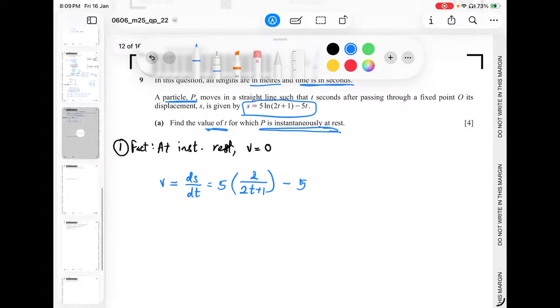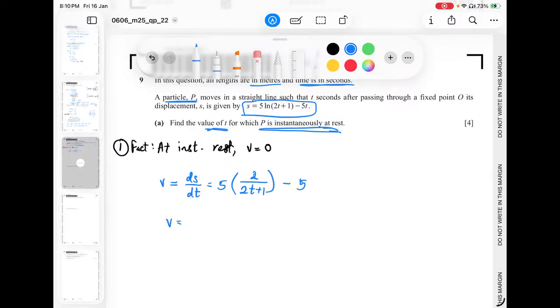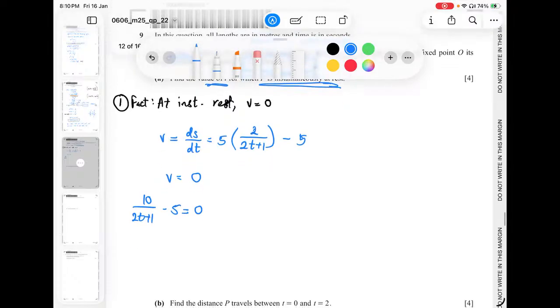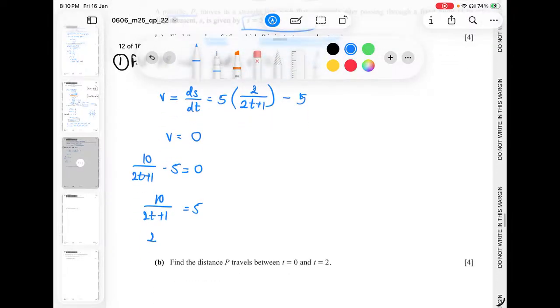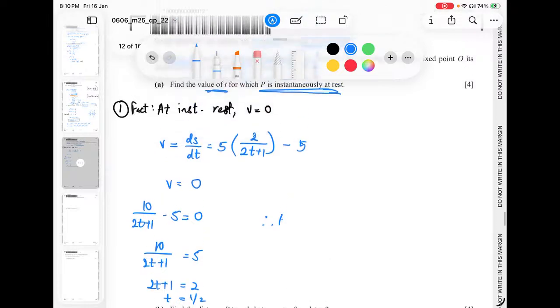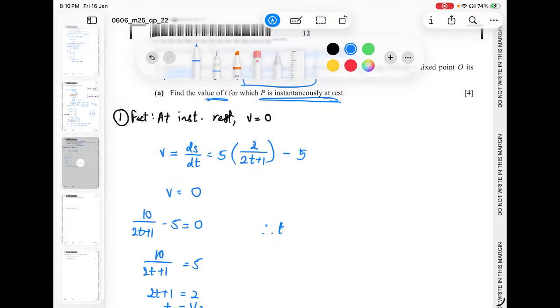That's your v. Now you need to set this v to be 0, so 10 over 2t plus 1 minus 5 is equal to 0. 10 over 2t plus 1 is equal to 5. 2t plus 1 is equal to 2, since 10 over 5 gives you 2, and then t should be half. So therefore the value of t at v equal to 0 is going to be half.